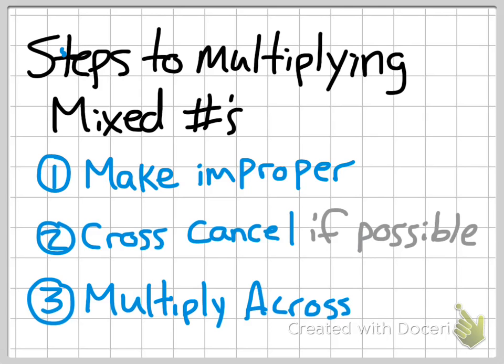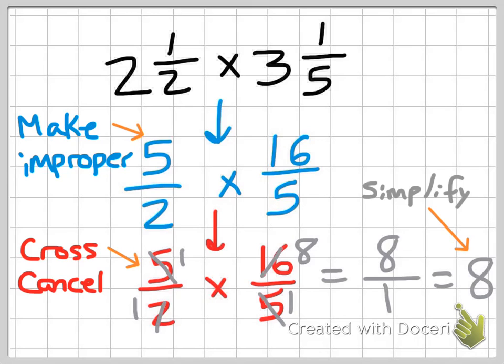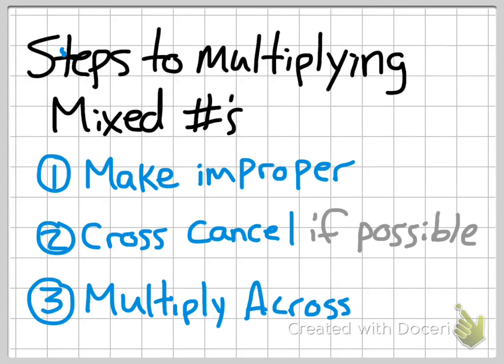Number 1, make the mixed number improper. And if you remember to do that, you're going to multiply the denominator by the whole number and then add the numerator. So this is 5/2, as we can see right here. And then we're going to multiply the 5 by the 3 and add 1. So 5 times 3 is 15 plus 1 is 16, as you can see right here. Okay. So make it improper, cross-cancel if possible, and then multiply straight across. The most important thing is just make it improper so that you can multiply across.